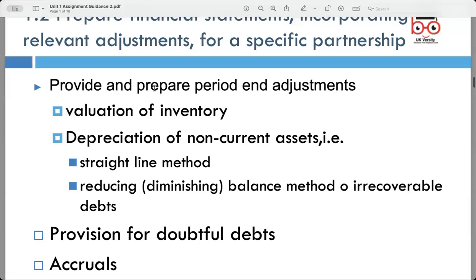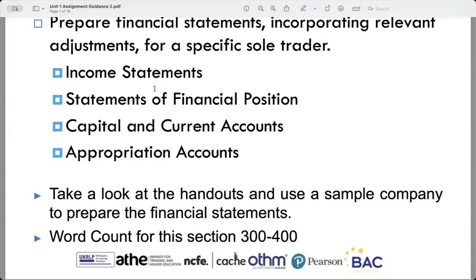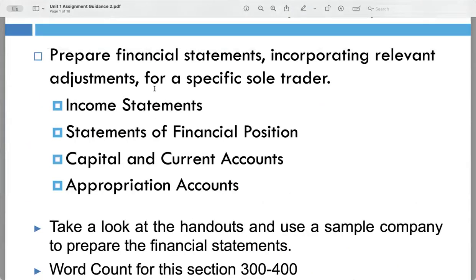Then a statement of financial position, also known as the business balance sheet. The statement displays the assets, liabilities, and equity at a specific point in time.